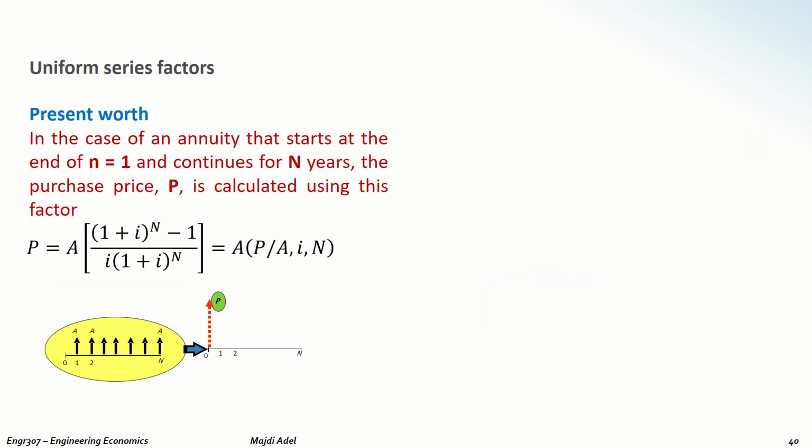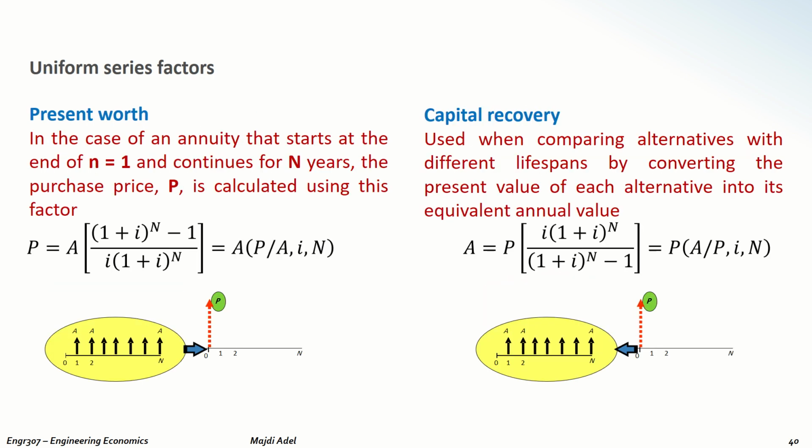The other 2 factors are the present worth factor and the capital recovery factor. The present worth factor is to convert a uniform series to a present value, and the capital recovery factor is to convert a present value to a uniform cash flow. And the equations, as you can see them.